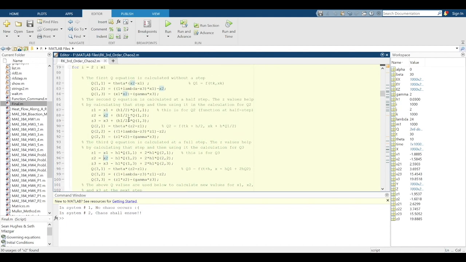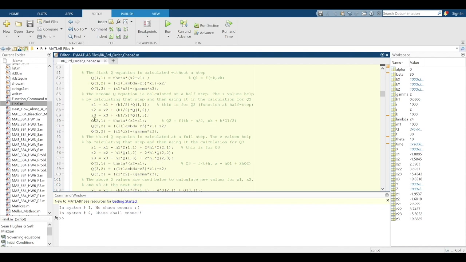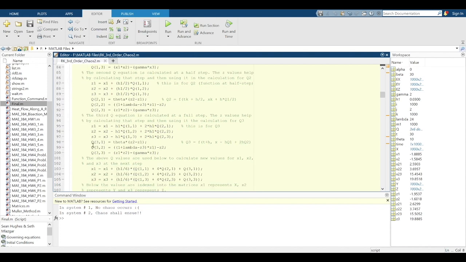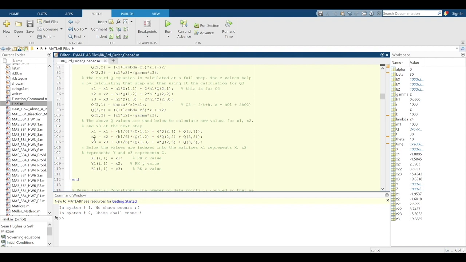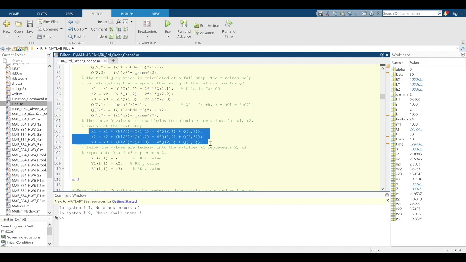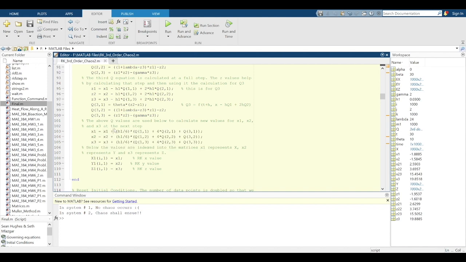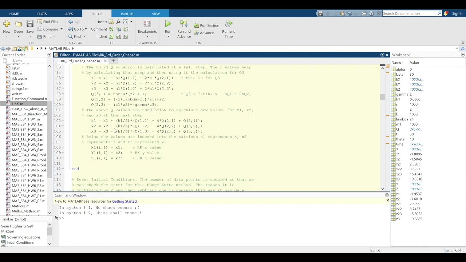So Q1 is the function at that value. Q2 is the function at a half step beyond that value, and Q3 is the function at a full step beyond that value. And then these x equations right here are the next x values that are going to be used. These are the next outputs that are going to be used in the equation. These are all based off of our differential equation that we have given in our governing equations.